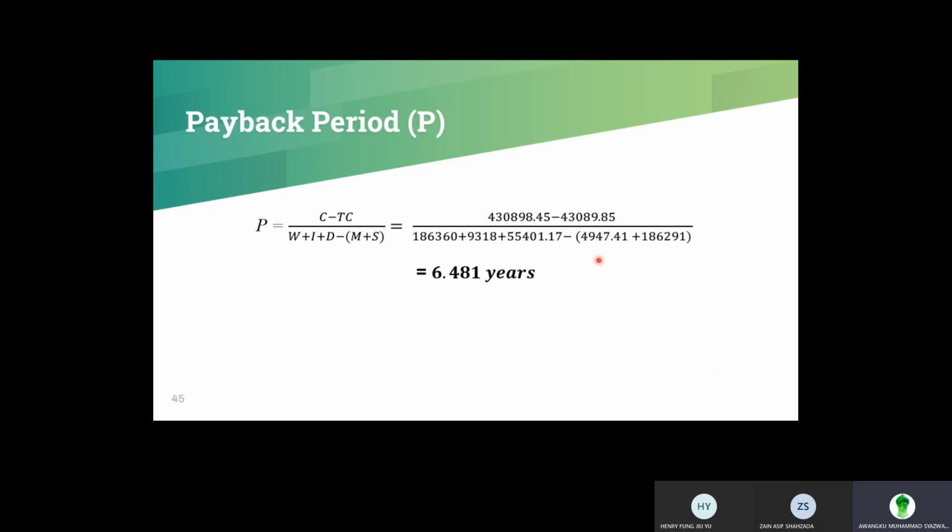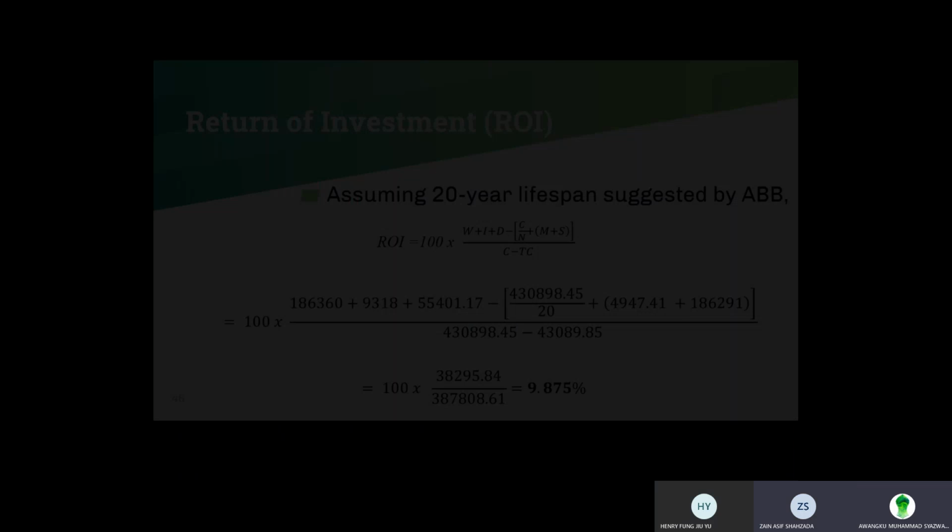cost, which is the cost minus the tax credit, and then the savings that we have from the installation of the robot, and its difference with the other costs that come with it, which is the maintenance and the staffing. Overall, we find the payback period to be 6.481 years, or 6.5 years, which is longer than the average or optimal payback period, which is 2.5 years.